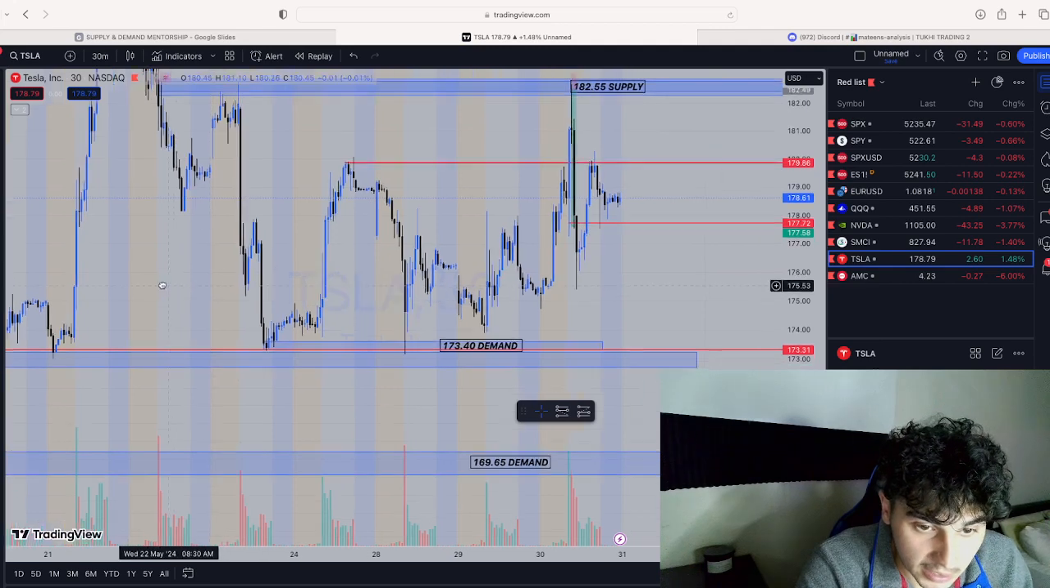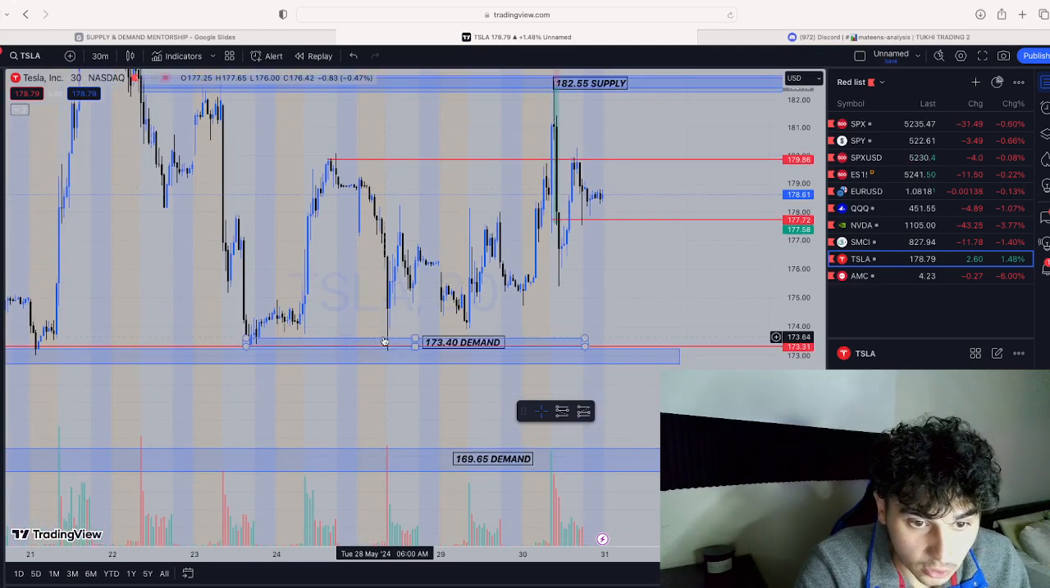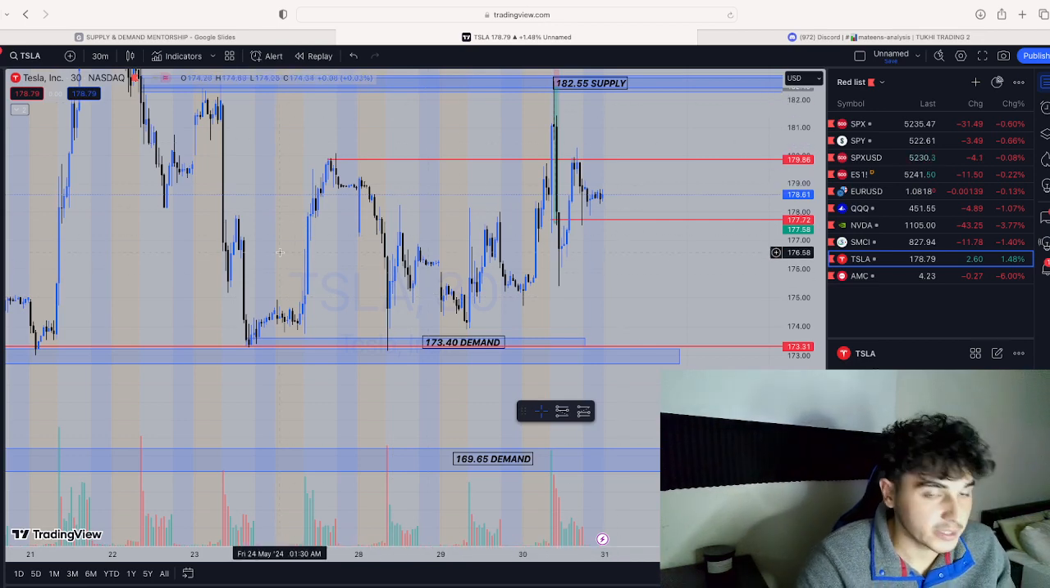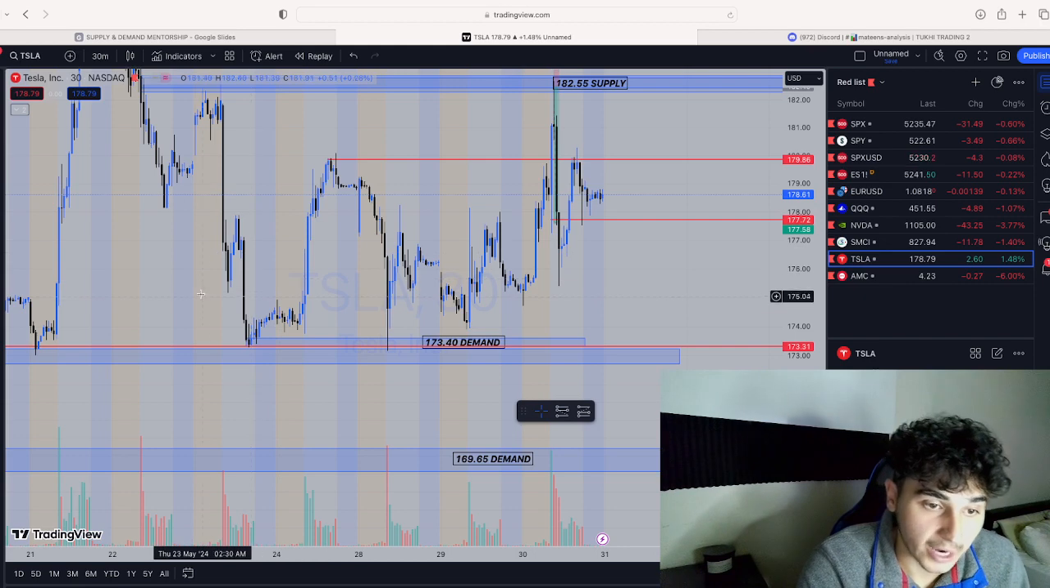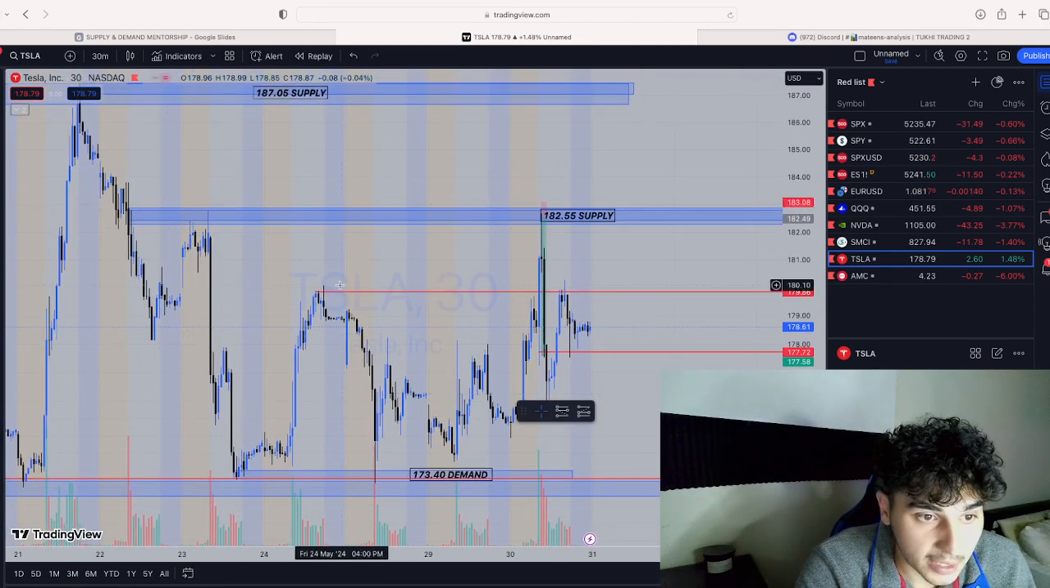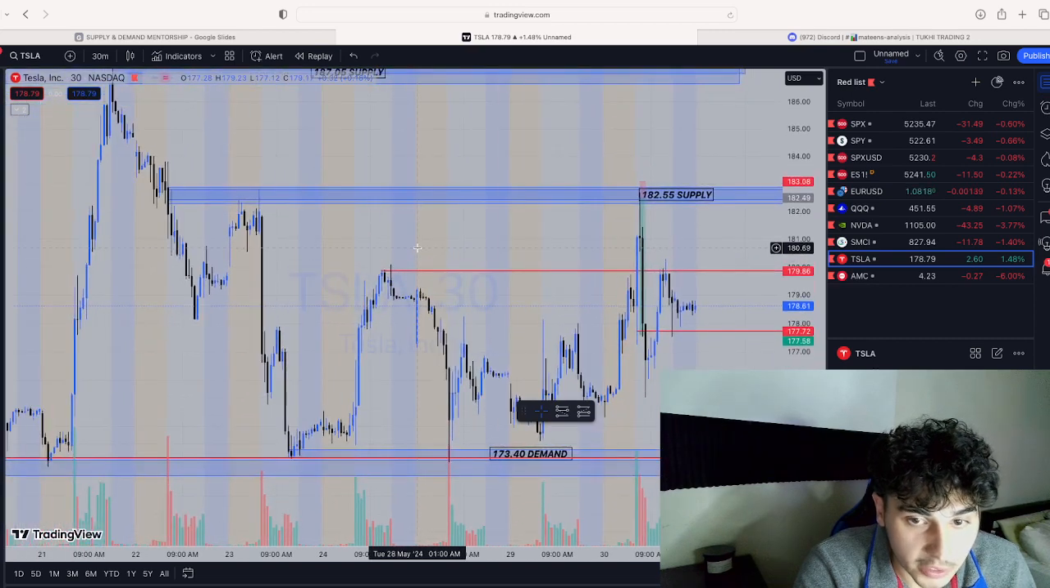And same thing again here. You can see it tap into our zone and boom, get a move to the upside. And then obviously it continues up higher. So that would just be a quick example of how you can actually draw those zones out. And then same thing for supply zones, it's just vice versa.